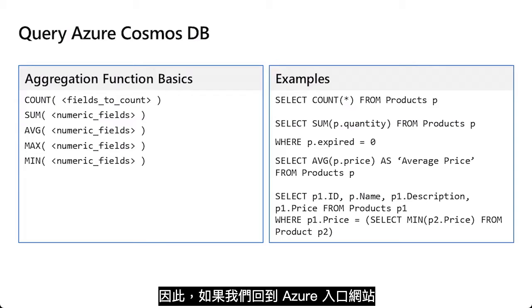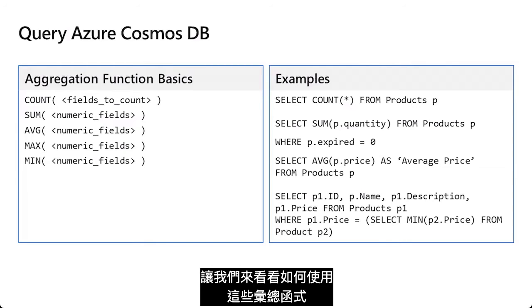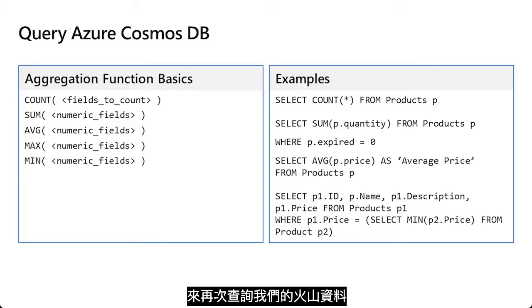So if we go back to the Azure portal, let's have a look at how we can use some of these aggregate functions to again query our volcano data.